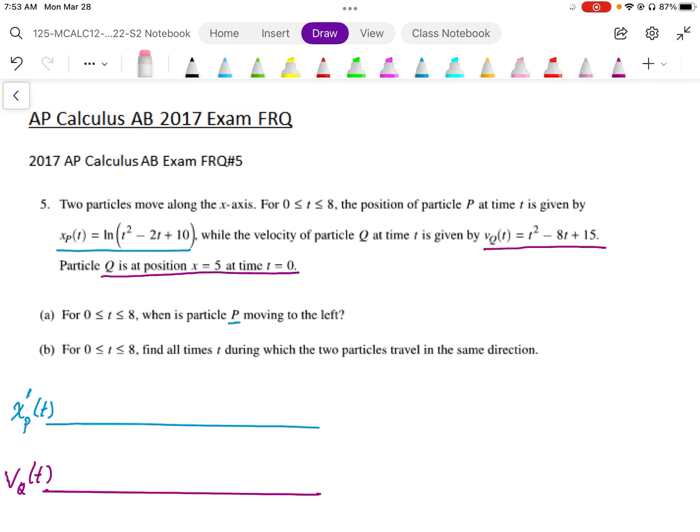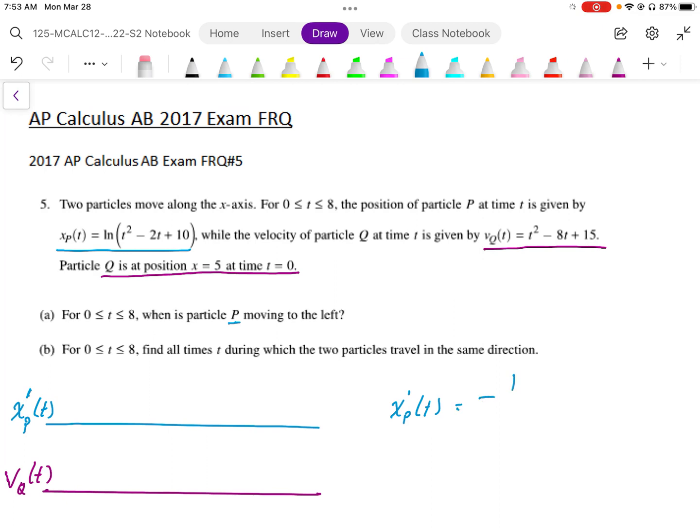So what I need is velocity. I'm going to need to differentiate that x function to find out the velocity. If the velocity is positive, it's moving to the right. If the velocity is negative, it's moving to the left. So that's the first thing I'm going to do: differentiate that x function.